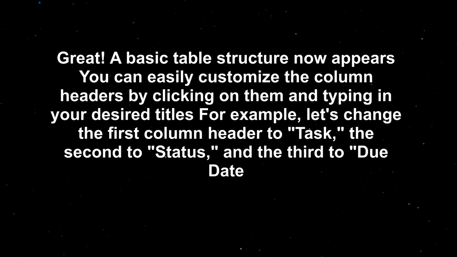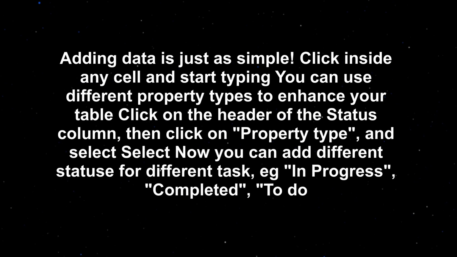You can easily customize the column headers by clicking on them and typing in your desired titles. For example, let's change the first column header to task, the second to status, and the third to due date. Adding data is just as simple. Click inside any cell and start typing.